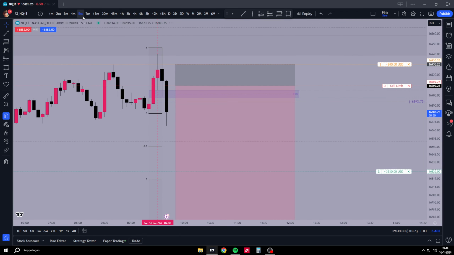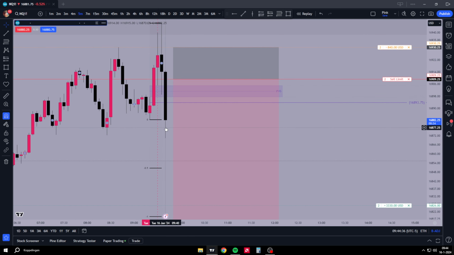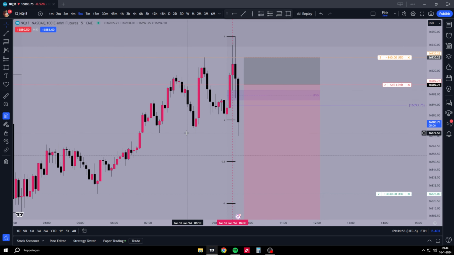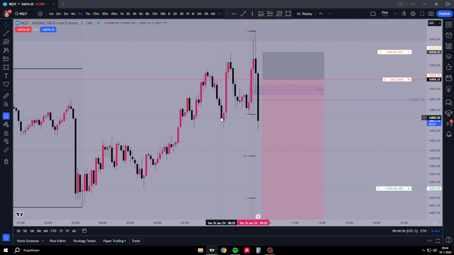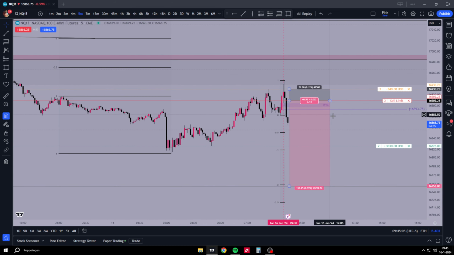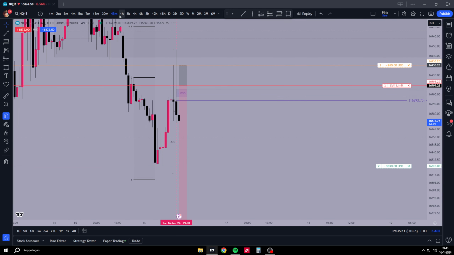Where is the rejection block? 5 minute. Still didn't close. Or about to. So let's see if we can get a retrace. Accumulation. We get, or yeah, accumulation. We get our manipulation and then our distribution. If you look at it like that. So let's see if we can get like a retrace.